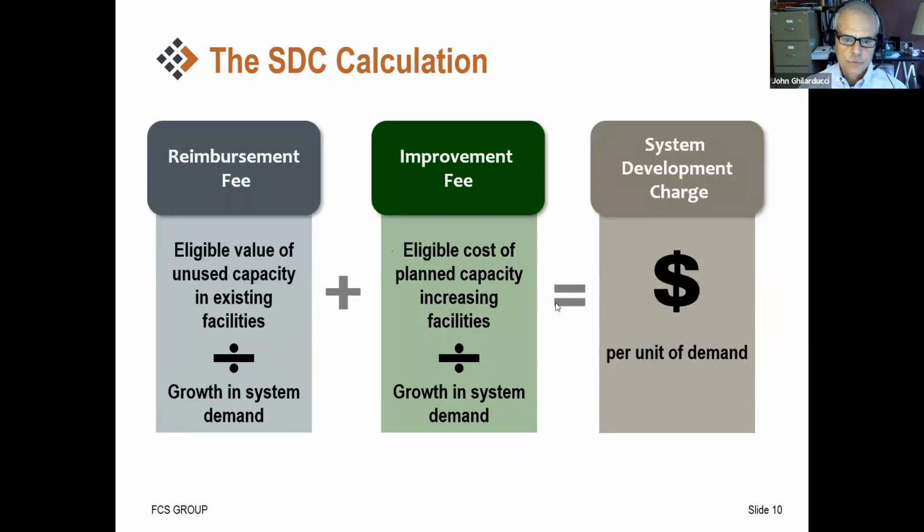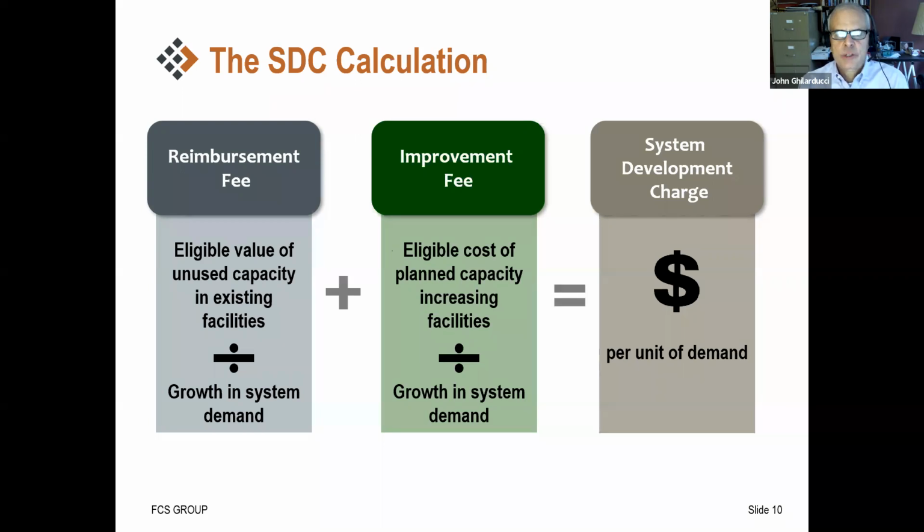This is a high level schematic of the math, which is pretty straightforward. That existing component, the buy-in to existing park facilities, is called the reimbursement fee. And to calculate a reimbursement fee, we try to isolate the cost or value of any unused capacity in the existing system that's available for future users, and we divide that by the growth that it will serve. That gives us a reimbursement fee.